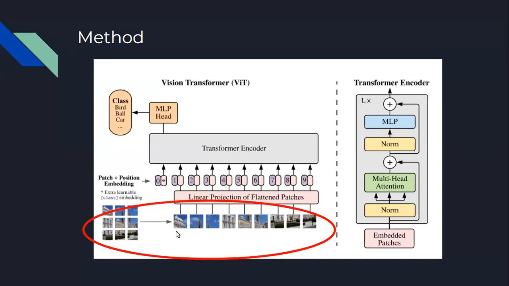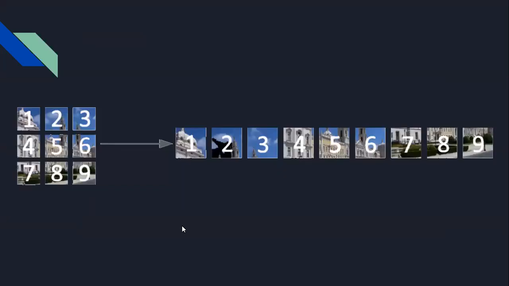So the first thing we're going to talk about is this section right here. This section involves splitting up the image into subsections of patches. That's where the title of the paper comes from. The 16 by 16 in "An Image is Worth 16 by 16 Words" comes from the actual size of the patches.